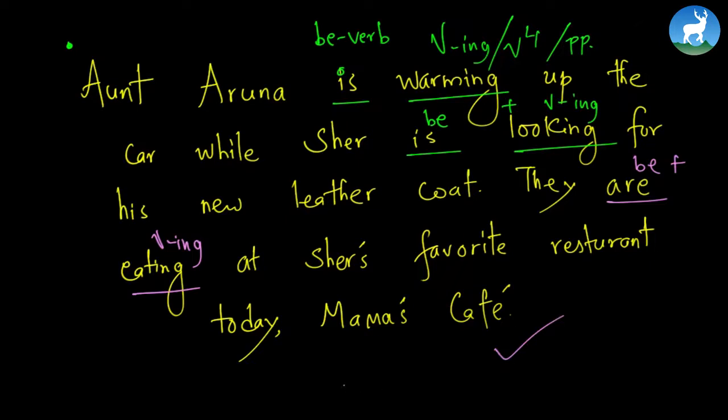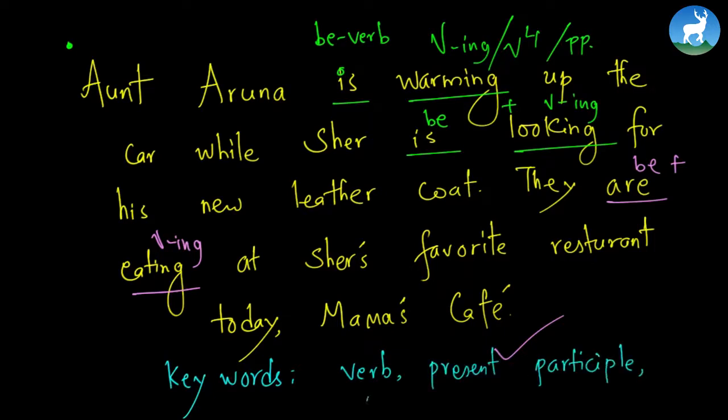You must remember some keywords in present continuous tense: you must know what a verb is, you must also know what a present participle is, and you should be familiar with the tense and the dynamic and static verbs. So these are some of the keywords, and we'll learn these one by one.